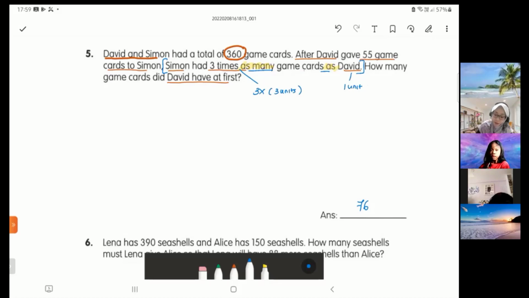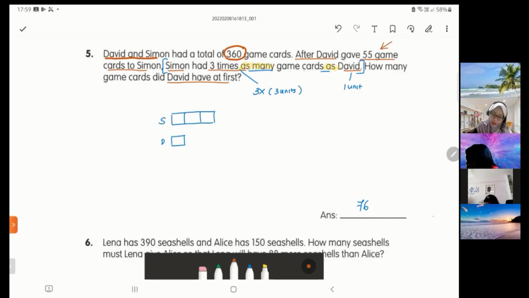Okay? So Simon and David. Simon has 3 units. 1, 2, 3. David has 1 unit, like that. All right. But if we backtrack, now I'm going to look at this. After David gave 55 game cards to Simon, which means after he gave the 55, let's say the 55 comes in here. This is 55. Can you see the small part? Too small lah. Can see, yeah?